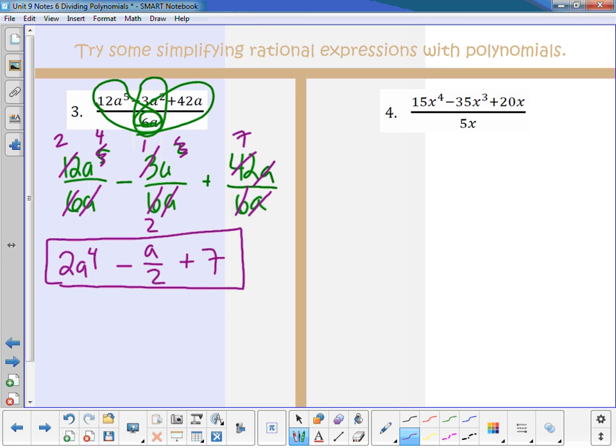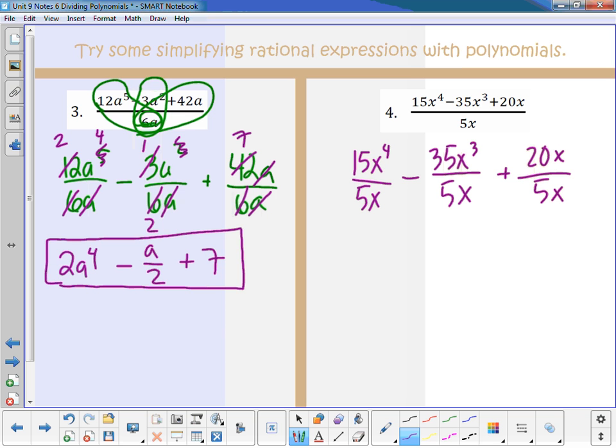I'm going to get you started in number 4, and then I want you to finish it. So I'm going to change these and write them as 3 different fractions. 15x to the 4th over 5x, minus 35x to the 3rd over 5x, plus 20x over 5x. Okay, so I want you to simplify each one of those and see what you get for a quotient.